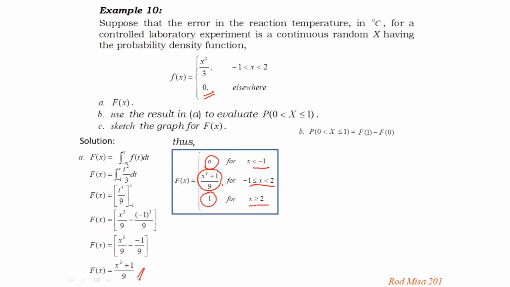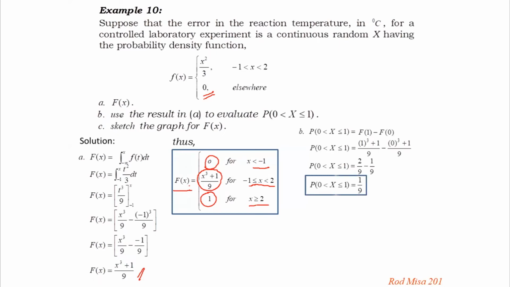And big F of 1, we just substitute that 1 to our cumulative distribution function, which is the big F of x here. So, substituting our random variable 1 to the big F of x, we have 1 cubed plus 1 over 9. And also substituting 0 to our big F of x, we have 0 cubed plus 1 over 9. Now, simplifying 1 cubed plus 1 over 9 here, we have 2 over 9. And 0 cubed plus 1 over 9, we have 1 over 9. So, subtracting these two fractions, we have 1 over 9.